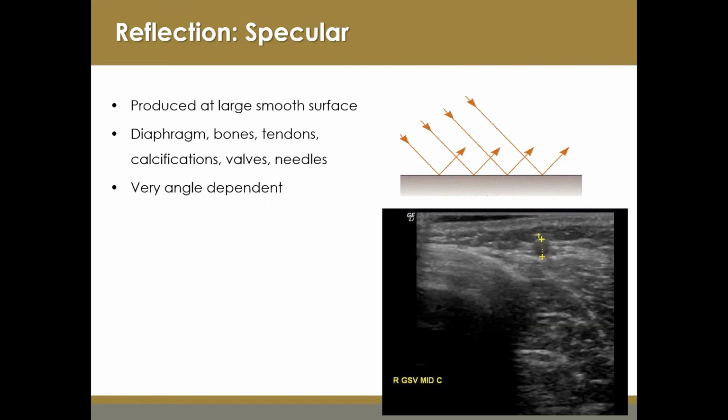Here, if you notice the specular reflections off of the tibia, this is the tibia here. Remember, bone is a strong reflector and we can't see through bone. This is your tibia. And see, this is the great saphenous that's measured here, and we get reflections off of the tibia.